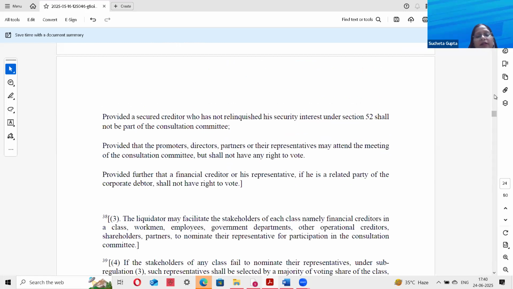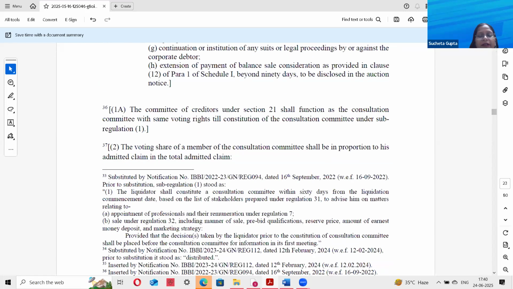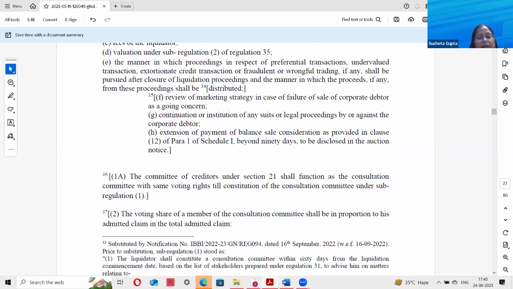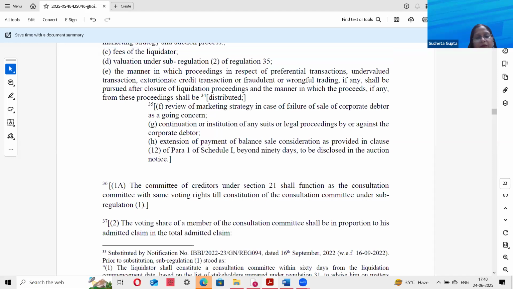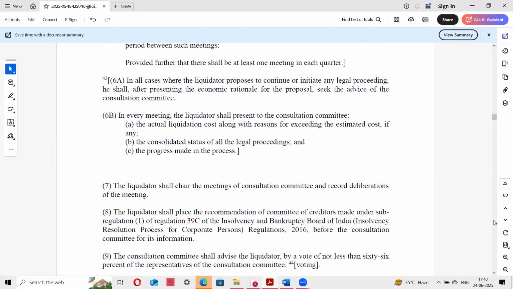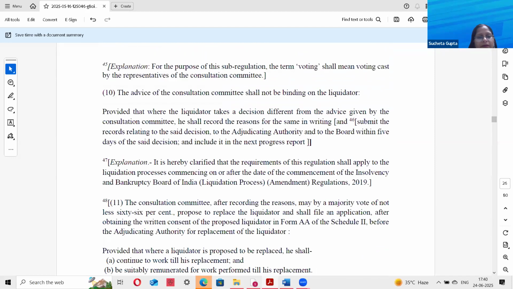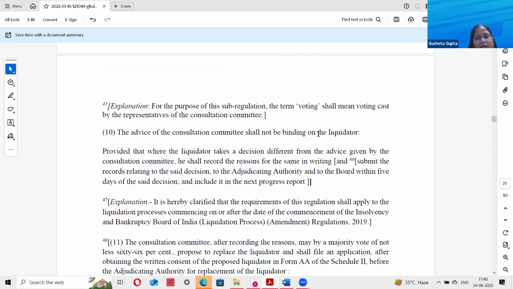Sir, they are saying that if there are operational creditors and they are not giving the decision, they are not giving any vote. Madam, go to para 10 now, ma'am. Para 10. Yes, sir. The advice of the consultation committee shall not be binding on the liquidator.